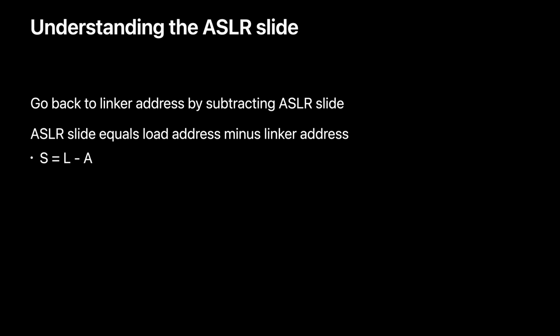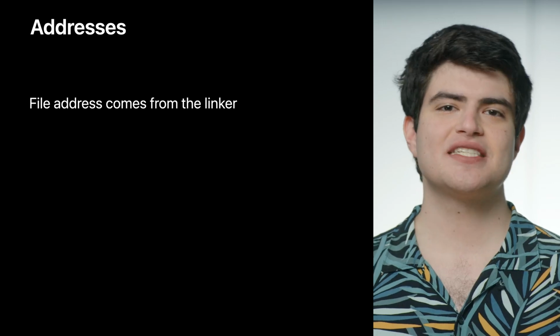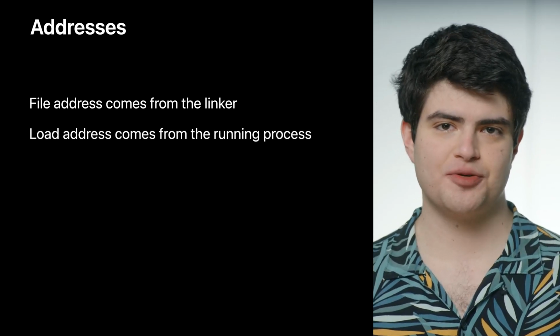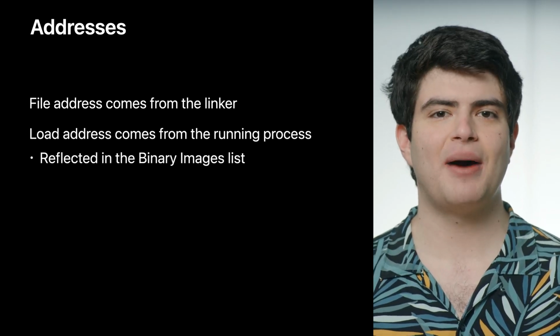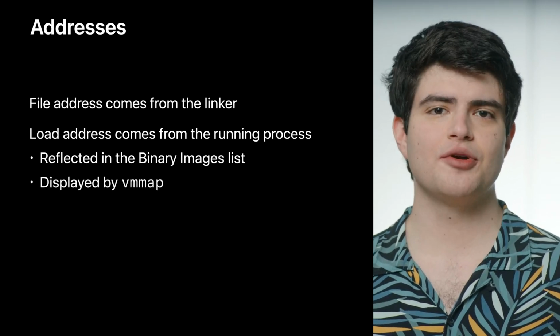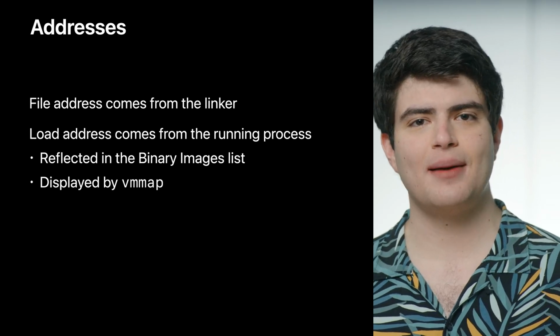The ASLR slide equation required two addresses, the load address and the linker address. So where do we get them from? We already saw how we can query the load commands to know the linker address using otool. To know the runtime address, the system queries your app, either at the point of a crash or as it's being profiled by Instruments, for its runtime address space. This information is reflected in the binary images list in your crash logs. You can also see the load addresses interactively with the vmmap tool, which enumerates the active memory regions in your program.